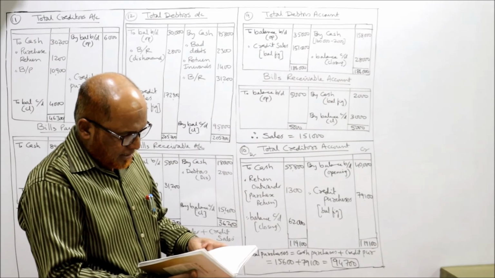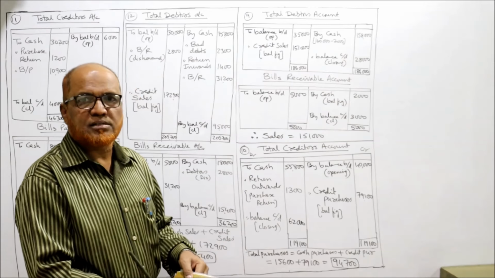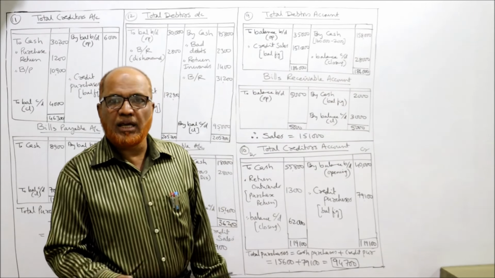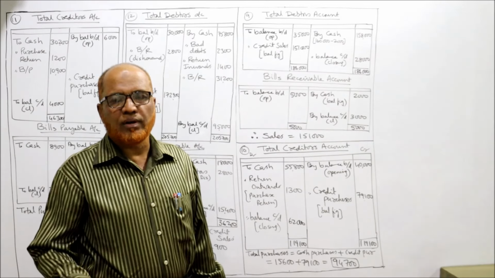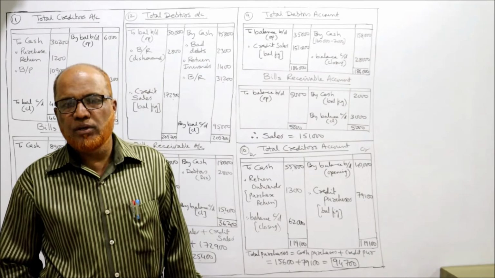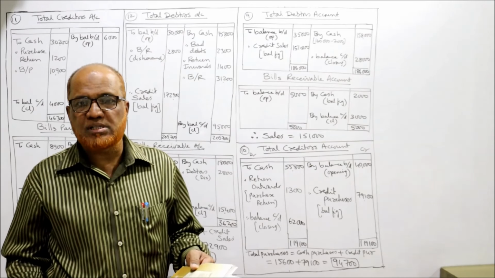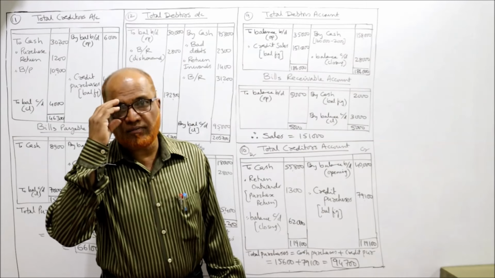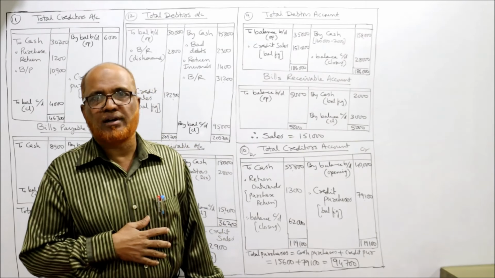Second item is cash received from debtors. Cash received from debtors is 1,60,000 including the amount received on bills receivable. So we have to find out how much is the amount received on bills receivable afterwards. But remember, when we receive the cash from debtors, what is the journal entry?